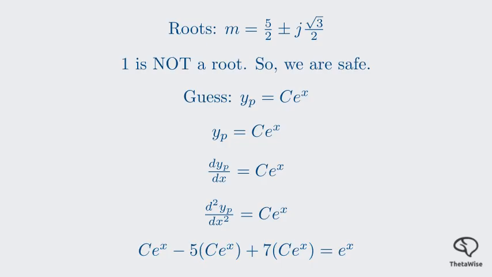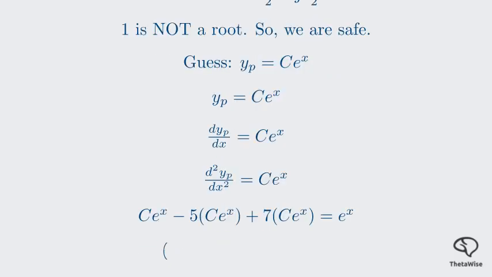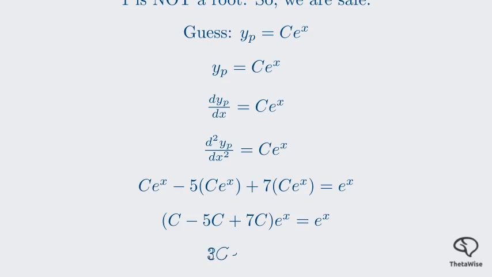Now let's simplify the left-hand side. We have 3 terms, all of which are multiples of c e to the x. Combining the coefficients, 1 minus 5 plus 7, we get 3. So the left-hand side simplifies to 3c e to the x. This means our equation is now 3c e to the x equals e to the x.